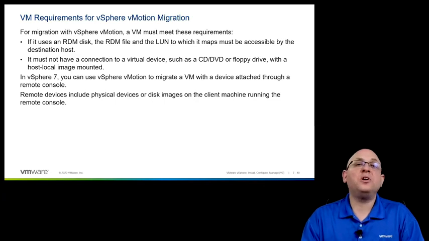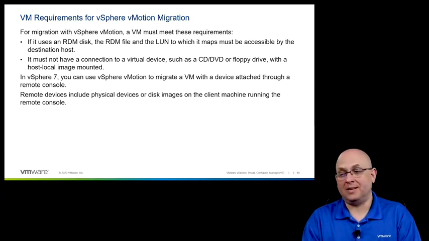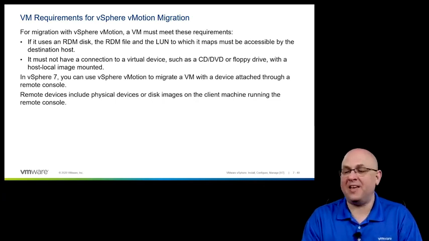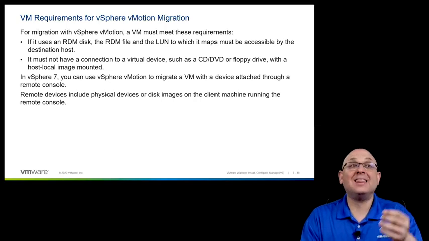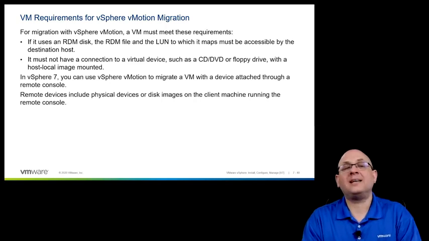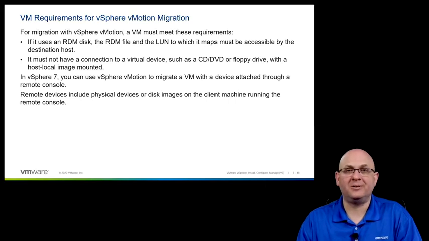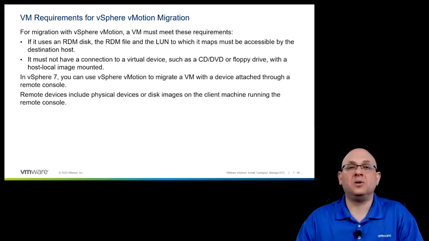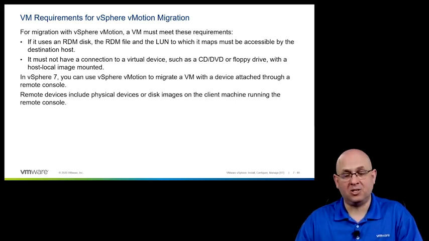The two main requirements to enable vMotion are, of course, shared storage and the VM kernel ports. But beyond that, there are a couple of existing extra requirements that we want to make sure of. The first one says that if we're using raw device maps, RDM disks, the RDM VMDK files, and the LUNs to which it matches have to be accessible on the destination host. This really goes back to the requirement for shared storage.